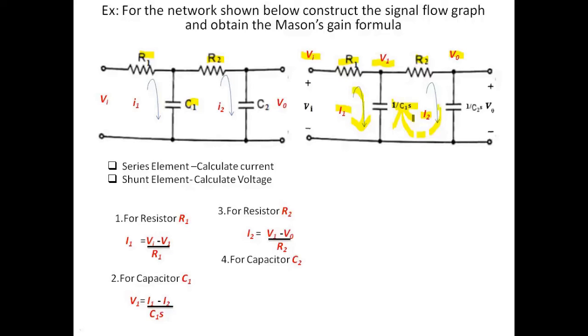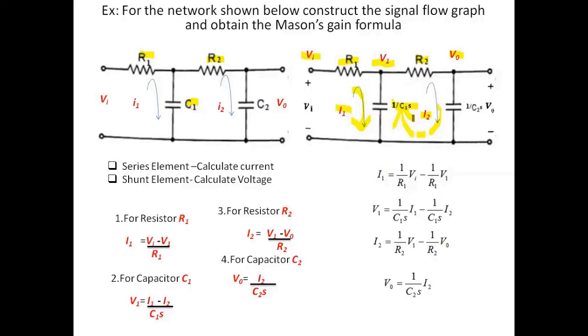Number 4, for capacitor C2, the voltage across the capacitor V0 is equal to 1 by C2S into I2. Now rewriting all the 4 equations in terms of the performance equation with respect to the node and its branch gain, I have rewritten all the 4 equations I1, V1, I2, V0, where I1 is equal to 1 by R1 of Vi minus 1 by R1 of V1, where 1 by R1 and minus 1 by R1 are the branch gains. It's moving from node Vi and V1 towards I1.